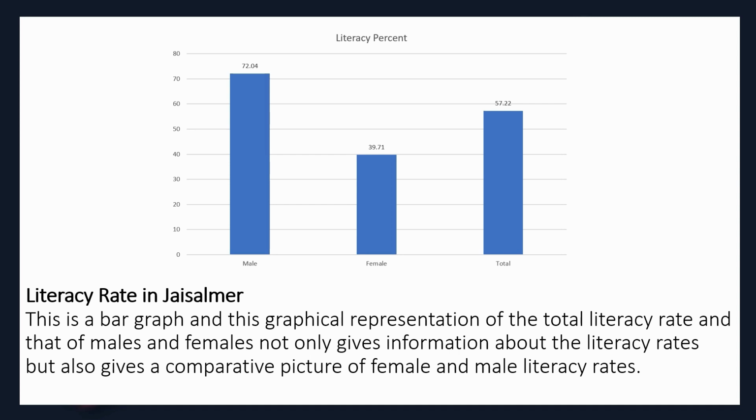This is a bar graph, a graphical representation of the total literacy rate and that of the literacy rate of male and female. This not only gives information about the literacy rates, but it also gives a comparative picture of female and male literacy rates.